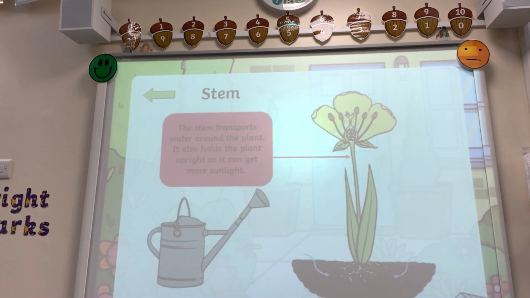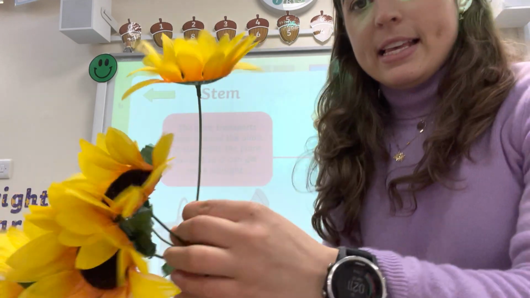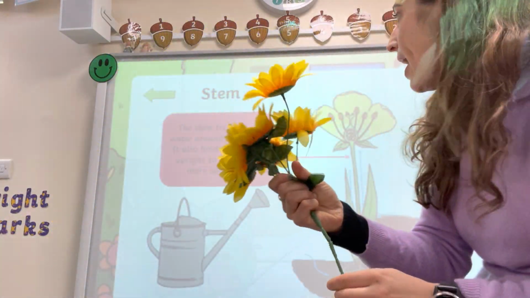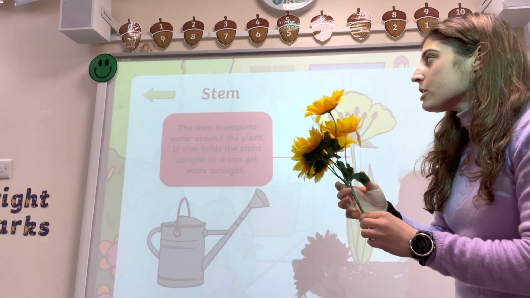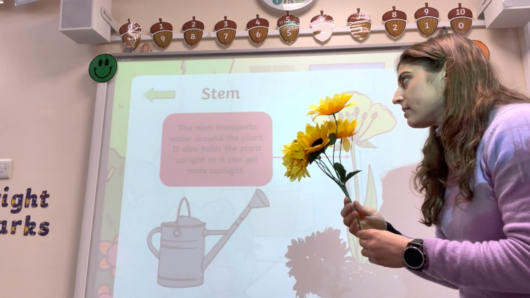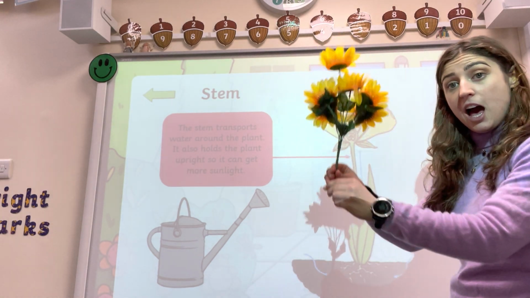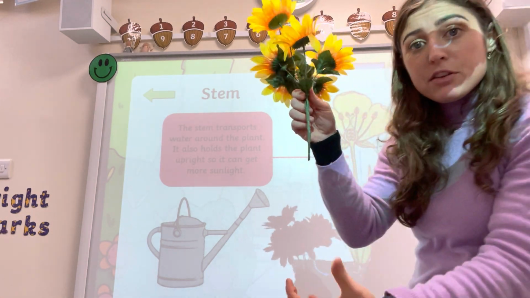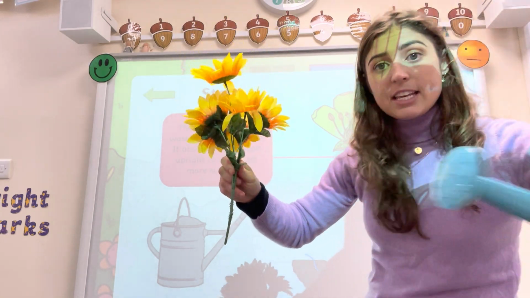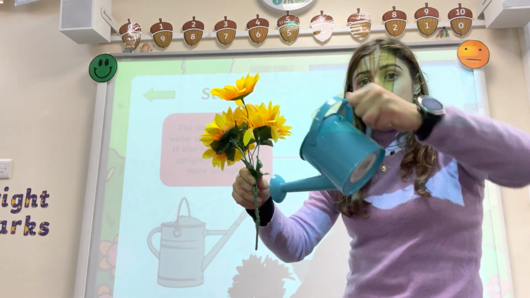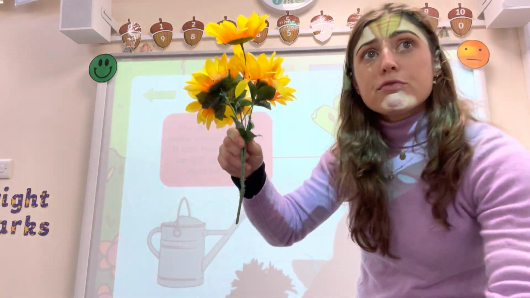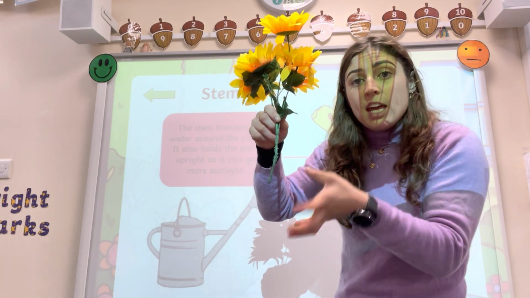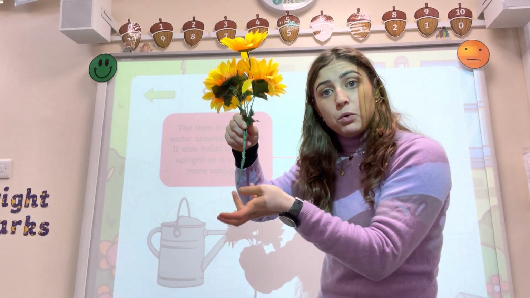The stem. Now remember, the stem is that big, green, long, thin one there. That's the stem, okay? The stem transports water around the plant. It also holds the plant upright so it can get more sunlight. Okay, so if the roots, when we water our plant, let's give it a water. When I water the plant, okay, the roots absorb that water.